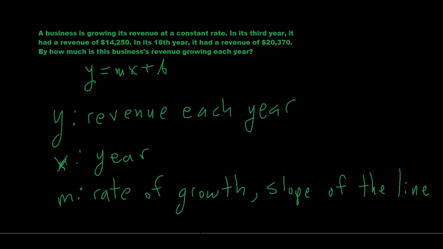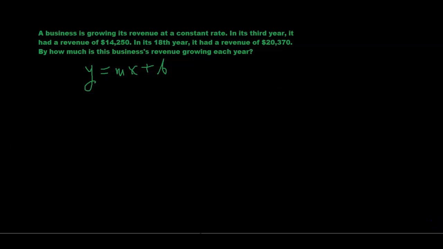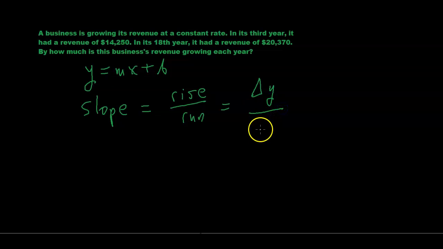So let me make some room for us to work. We know that the rate of change is the slope of the line, m. And what do we know about slope? We know that slope is equal to rise over run, or change in y, the change in the y coordinate, divided by change in x, the change in the x coordinate. So we need our 2 points.